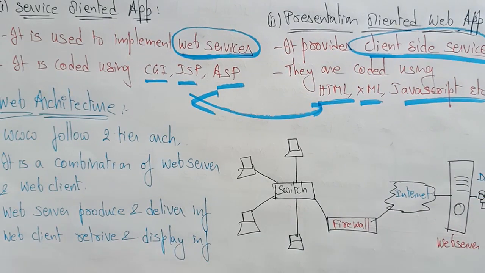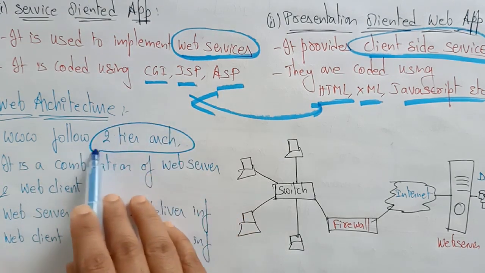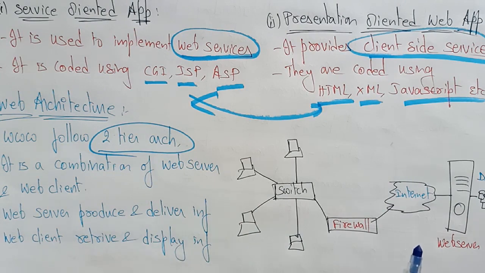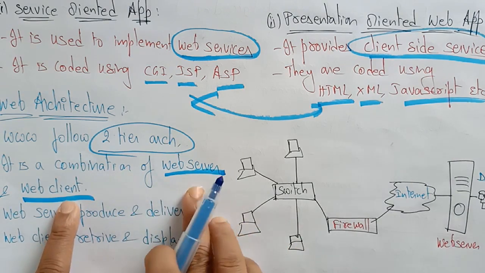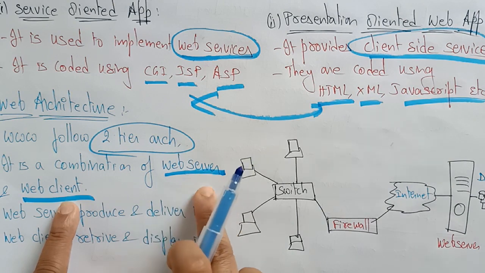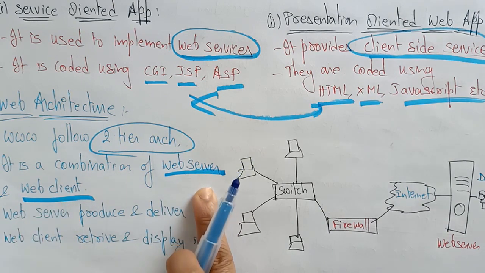Now coming to another concept in the World Wide Web, the web architecture. The World Wide Web follows the two-tier architecture. So what is that? Two-tier architecture means it is a combination of web server and web client. That's why we call it two-tier. One is the web server and another is a web client. With the combination of these two, we can access the website.